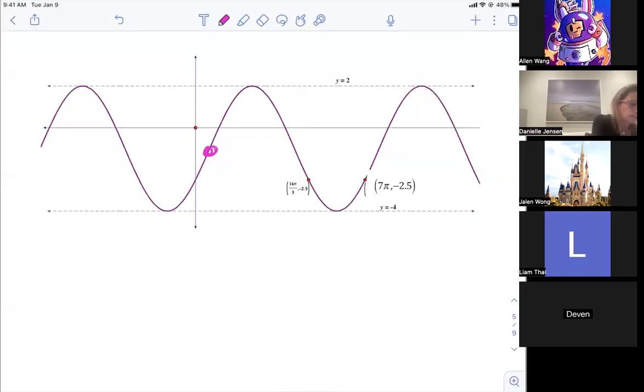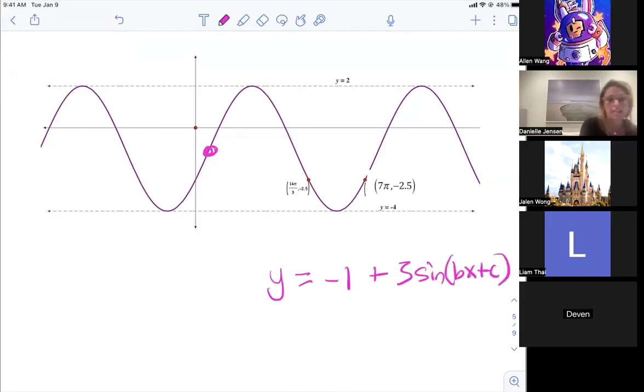Say I want to do a sine graph, I do y equals, let's see, -1 plus 3 sine bx plus c. Then I might write it like that. And then you don't have to factor out B for that, right? Because you don't want to solve for B times C. So just leave it like that.